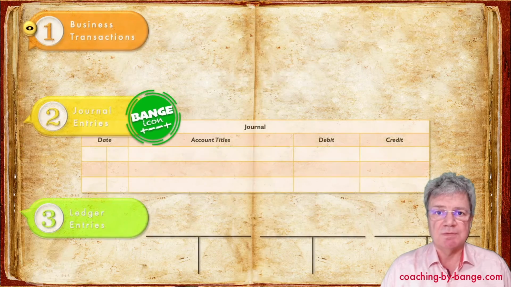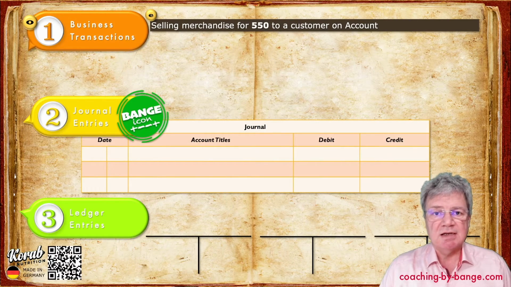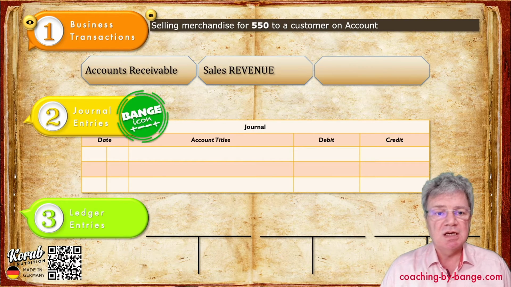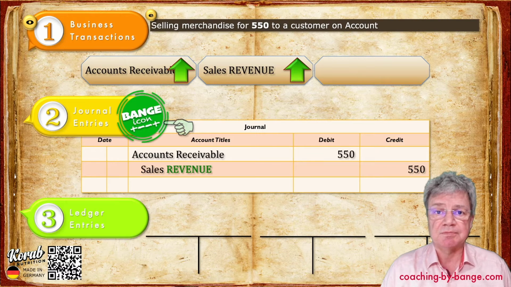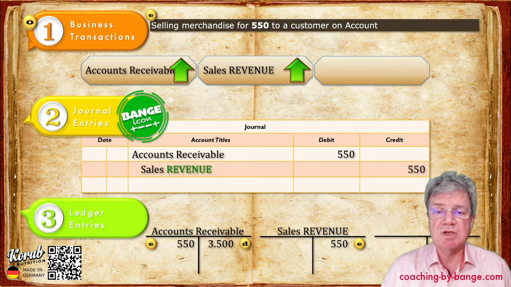Let's have a closer look. We are selling, so first we have to analyze what accounts are involved. Here in this case we have accounts receivable and revenue. We are selling, so accounts receivable are increasing and our revenues are also increasing. The accounts receivable is an asset, it is increasing, so we will debit it. And the revenue is also increasing, and so we will credit it. And then we transfer it into the ledger, copy and paste.